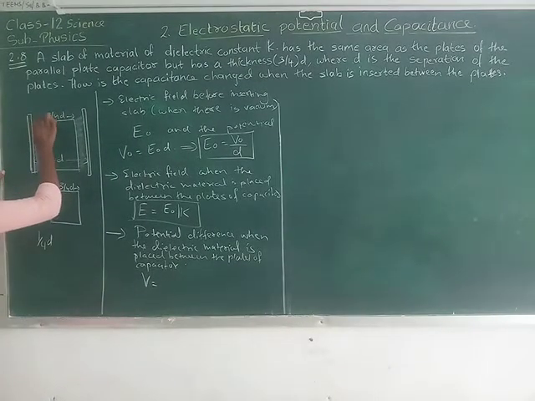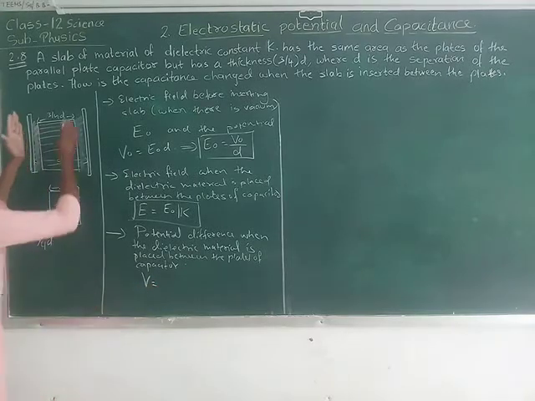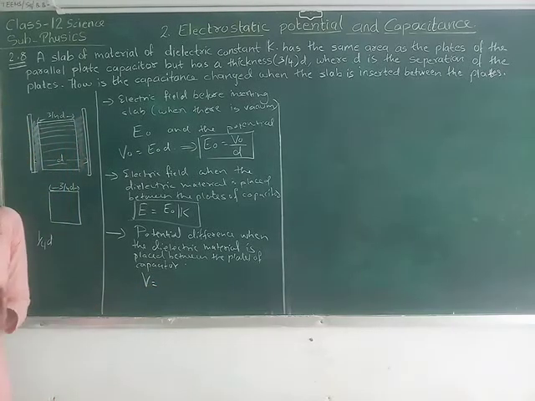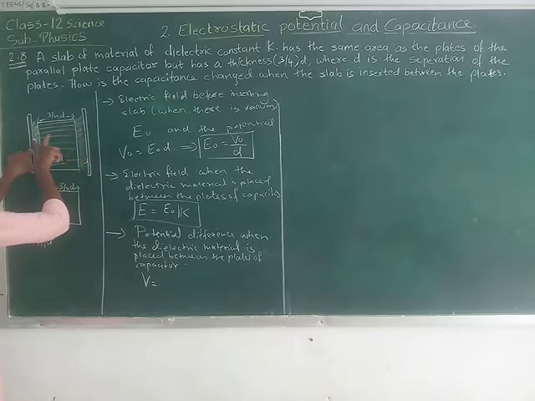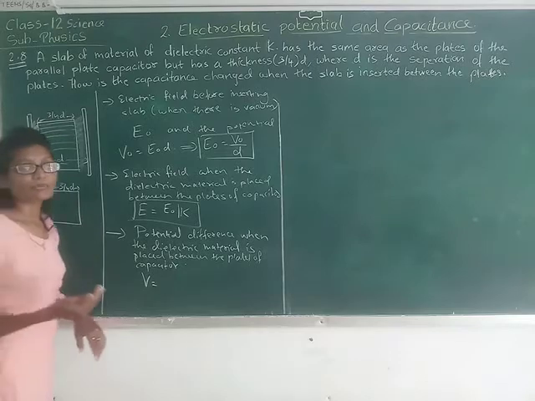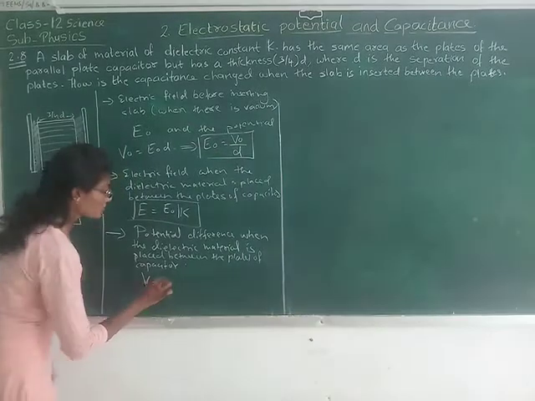See, here we will be seeing this part, right? Potential when you are placing this slab, but its thickness is 3 by 4 D. It is not covering the whole distance, right? So that and the remaining part where we are having the vacuum, that we are not having this dielectric material, right? So potential for this distance plus potential for this much distance, that we will be getting the potential difference from this plate to this plate. So that will be what?